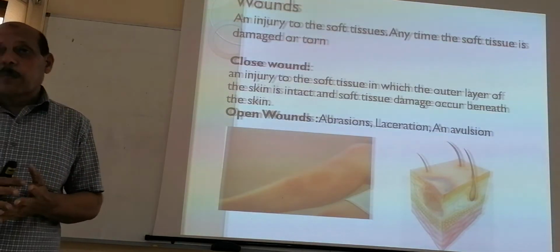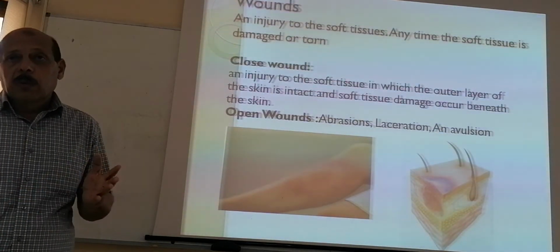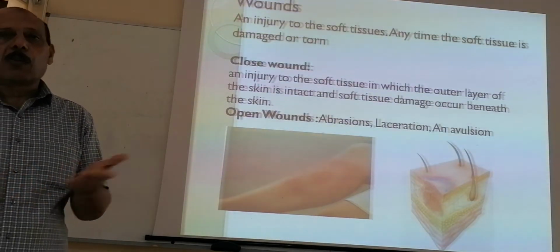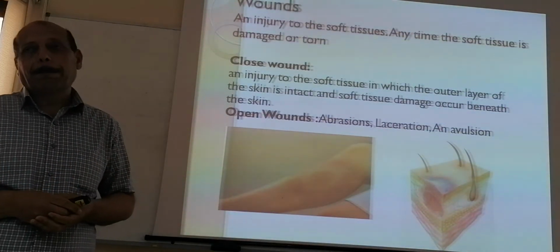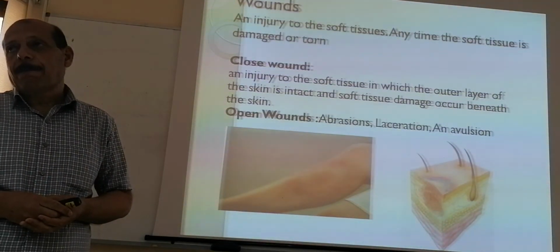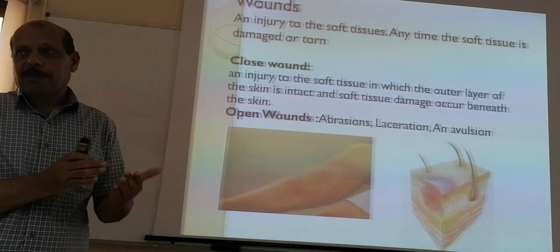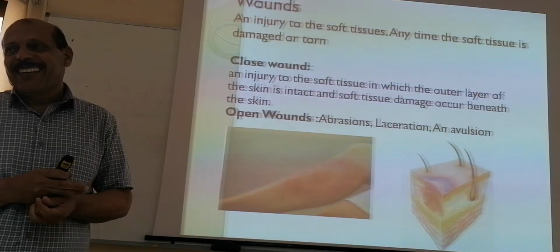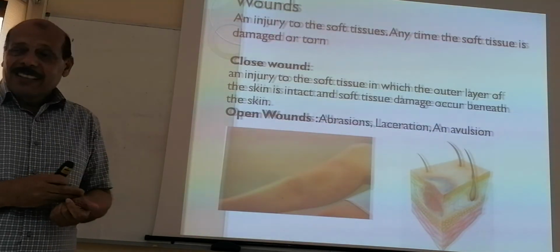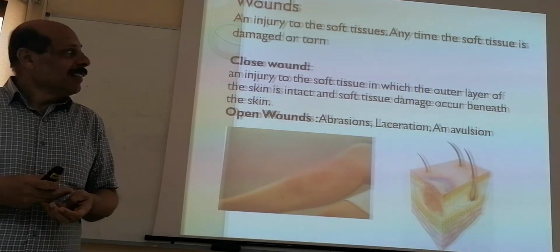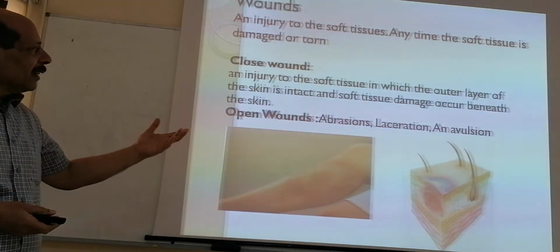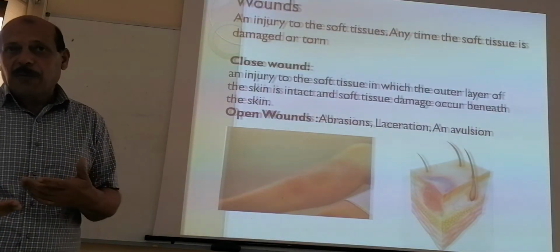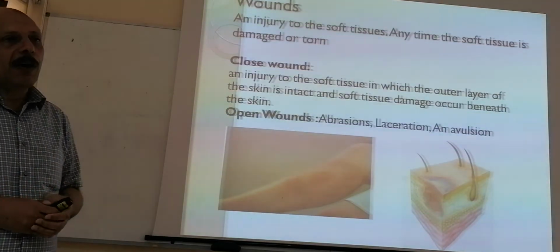The wound might be either an open wound or a closed wound. What's the difference between an open wound and a closed wound? Open, the blood comes outside. Is it necessary to have blood outside? Open to the outside of the body. So open wound is either abrasion or laceration or avulsion. So we will see how it is.